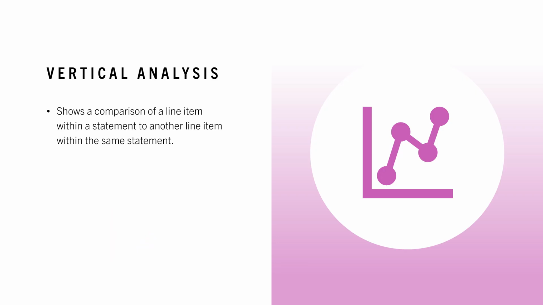Vertical analysis shows a comparison of a line item within a statement to another line item within the same statement. As used in the article, an example of this is for a company to compare cash to total assets during a period. In the case of Banyan Goods, they did this with what percentage of assets was cash in the current year and found that 44% of the assets were cash based for that year.